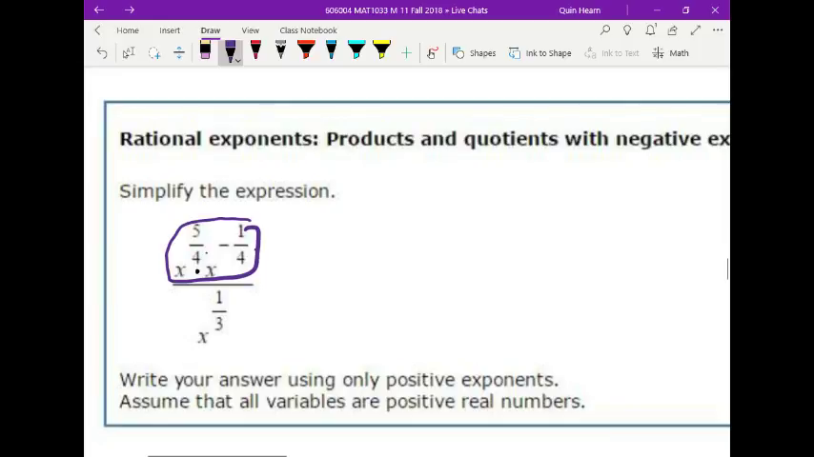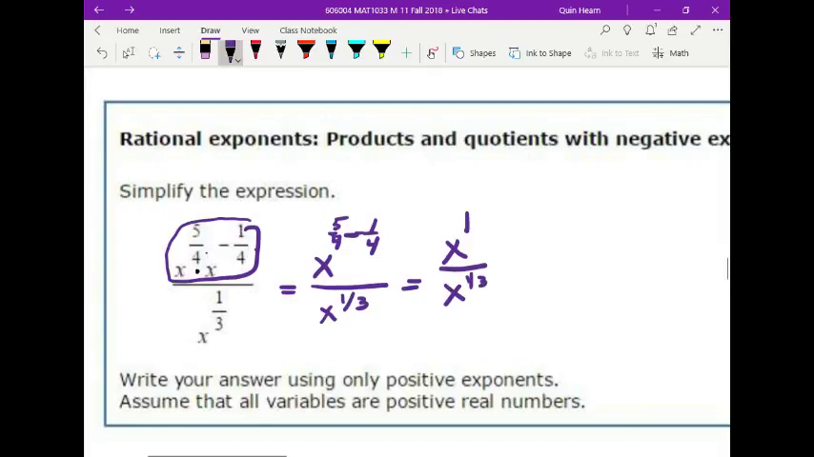Remember, like bases being multiplied, you add the exponents. So this is the same as x to the 5/4 minus 1/4, which, since they have a common denominator, will be relatively straightforward to calculate. So that means we're going to get 5/4 minus 1/4 is 4/4, or 1, and that's over x to the 1/3.